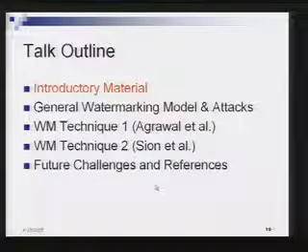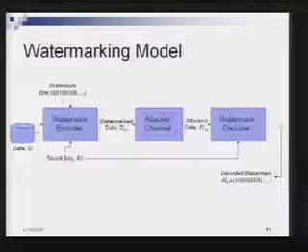So what did we talk about until now? We introduced watermarking, and we motivated the problem a little bit. In the next section, we will talk about the general model of watermarking. So here is the general model. We have our data, and we have 3 blocks. The first block is the watermark encoder. Given a secret key and the data, the watermarked version of the data is generated.